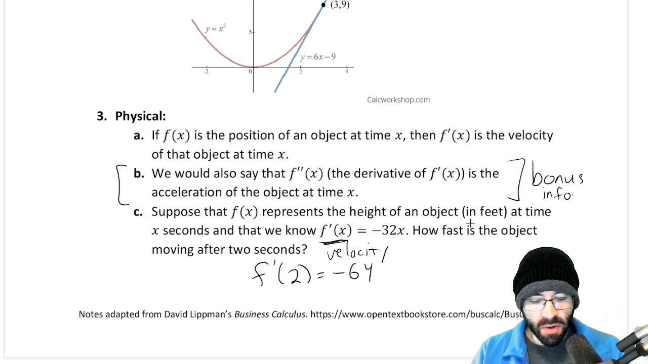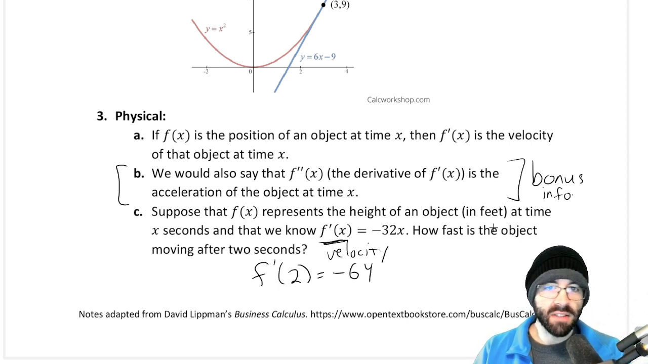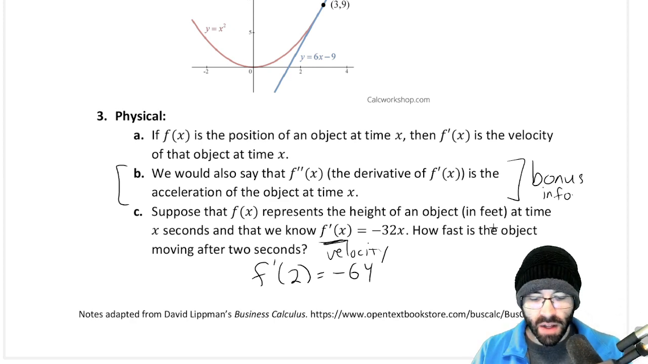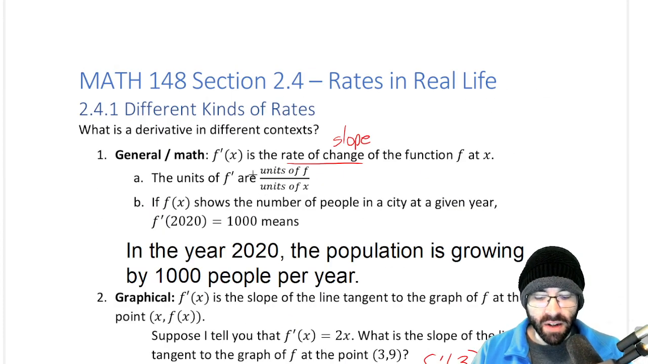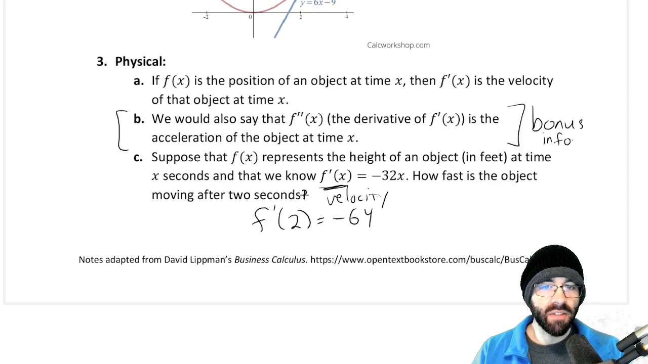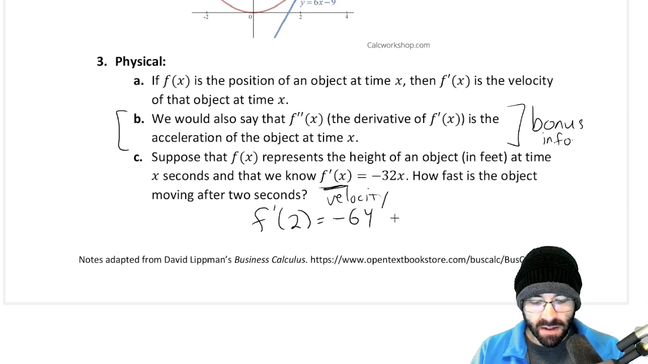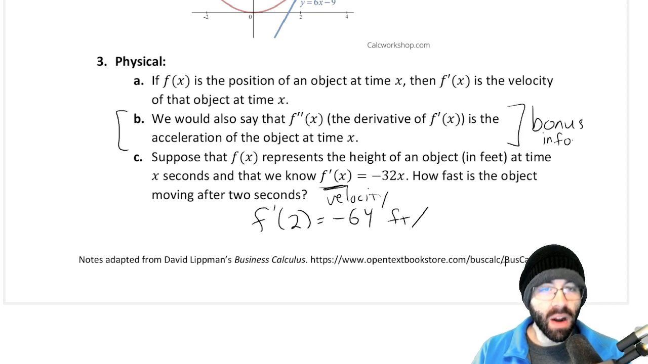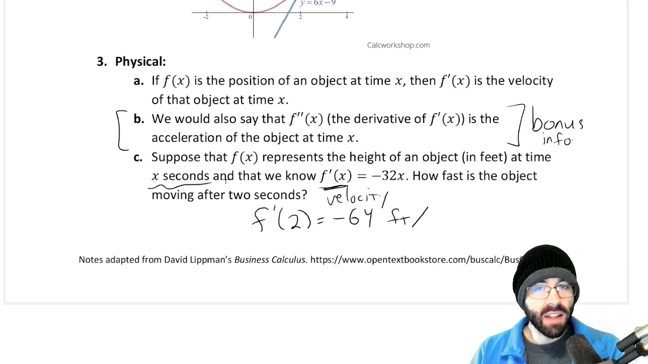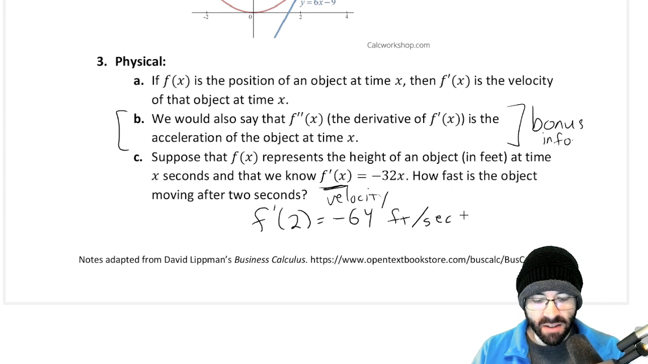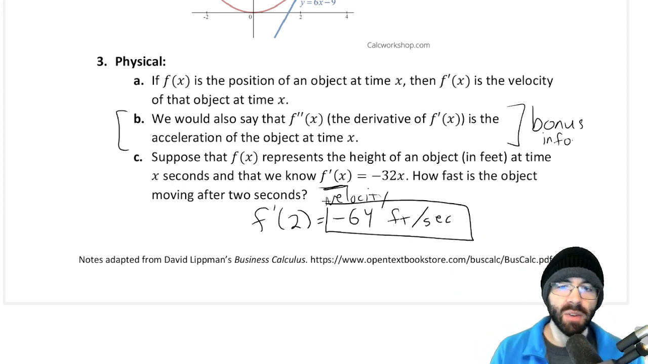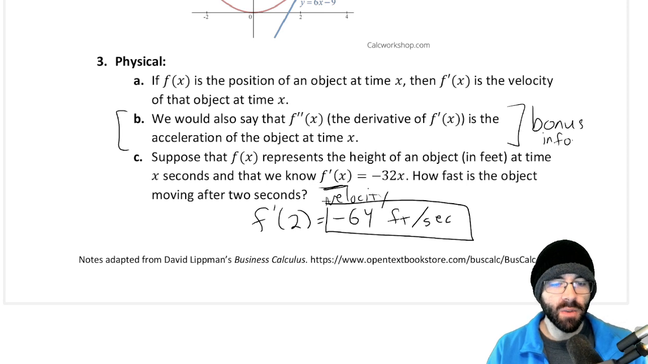Now, you probably just know from experience that if you have feet and seconds, your velocity will be in feet per second. But remember, if you have any derivative, the units of that derivative are going to be the units of the function divided by the units of x. What are the units of our function? f is the height in feet, divided by the units of x. What is x? x is in seconds. So that's another way to see that this velocity is 64 feet per second, and it's negative, which usually corresponds to down, although it doesn't always have to mean down, but usually we have negative be down.